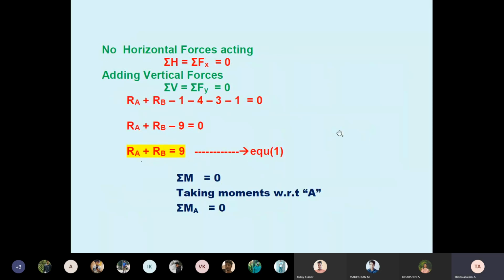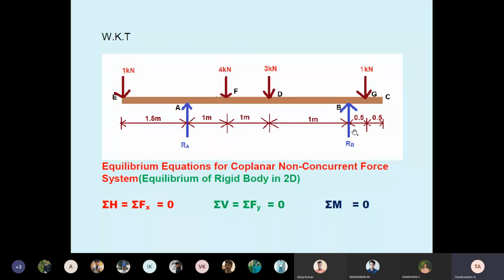Equation 1. Now, moment. I told you, students, if you are taking a moment, you have to choose the reference point. So which is the reference point? Here A and B are supports. For this type of problem, you have to choose a support as the reference point. So I can choose A or B. I am choosing A.